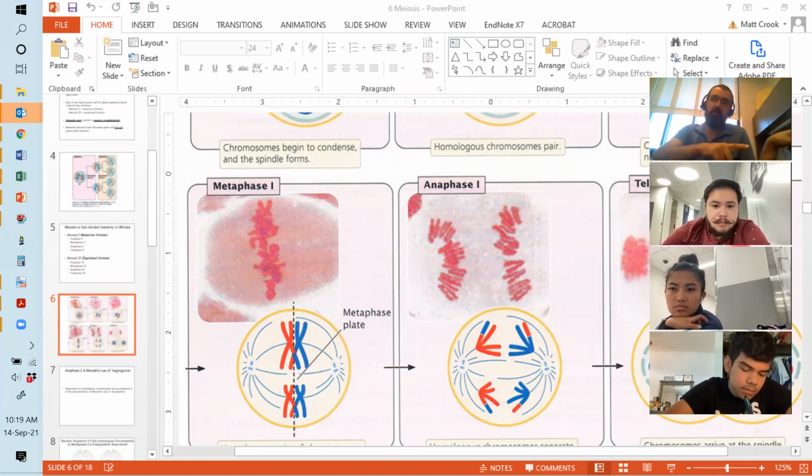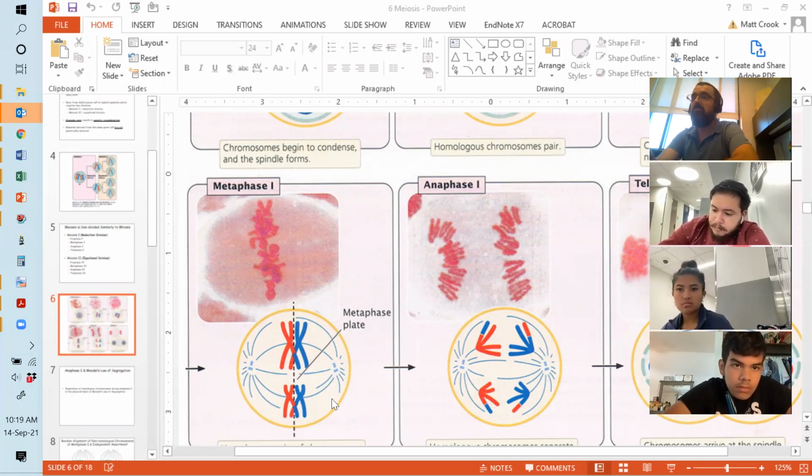Now, just to dial it back a little bit, remember I talked about the second big thing, which is actually in many ways a bigger deal than recombination. The second big deal is this, not the recombination, but how those chromosome pairs line up on the metaphase plate. Which way round that pair lines up is random.